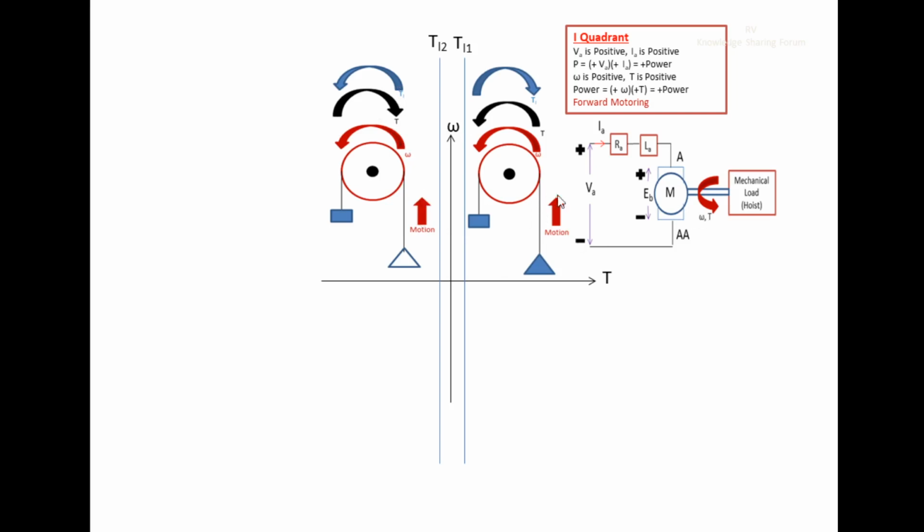In the first quadrant, we used the torque to pull this loaded cage in the upward direction. Similarly, here we are using the torque in order to stop the motion. So a torque can support the motion, and the same torque can oppose the motion also.